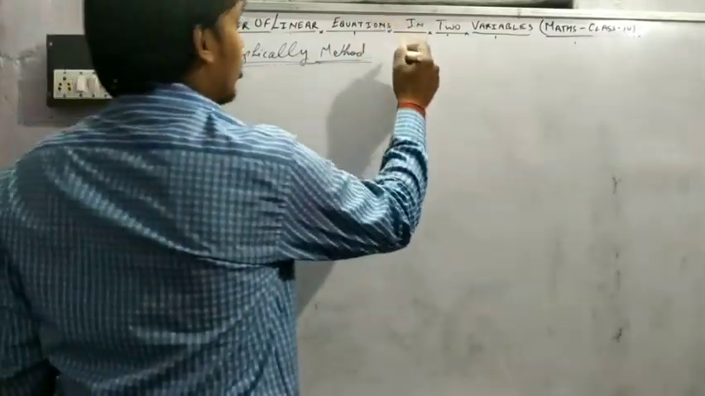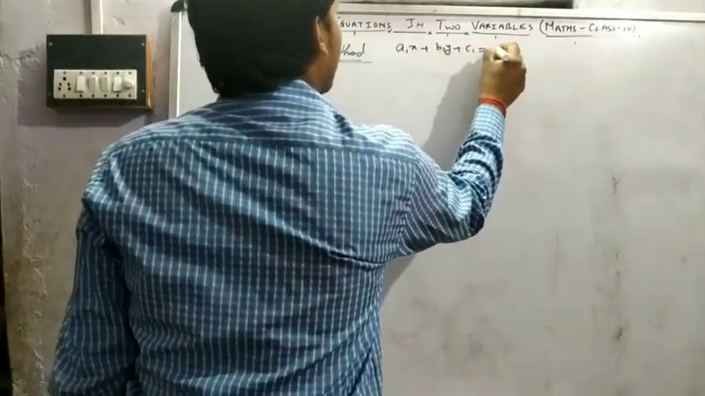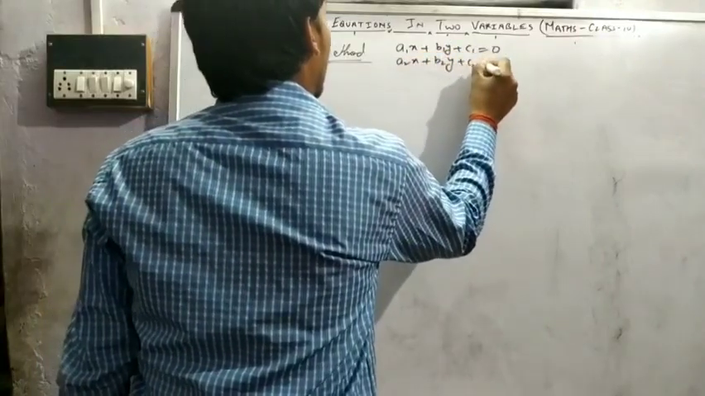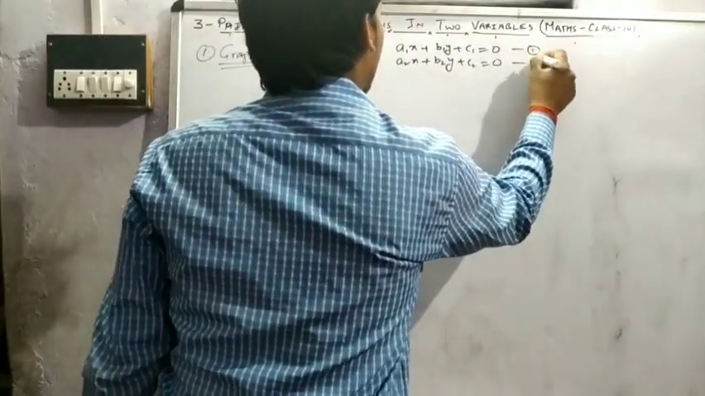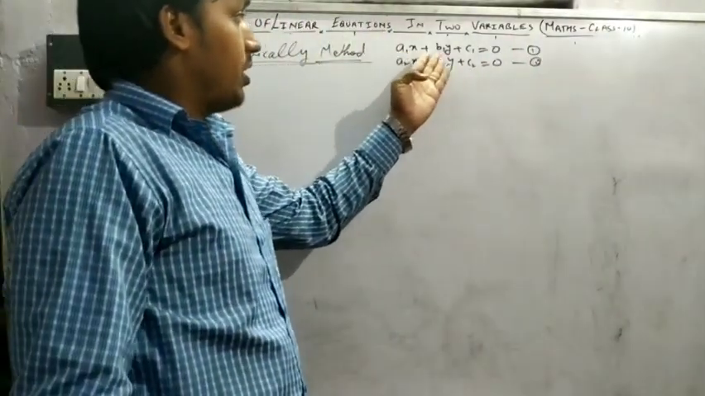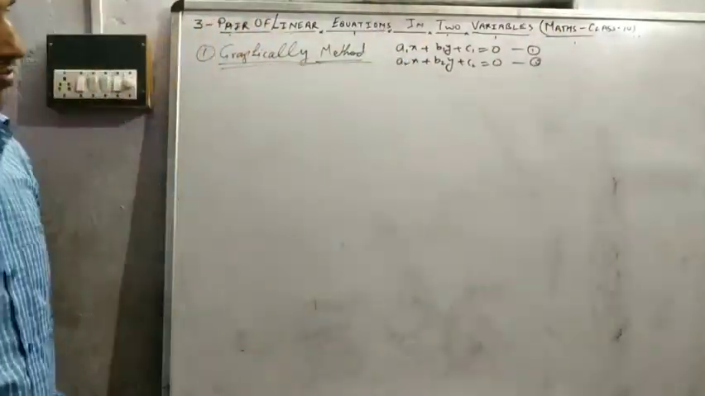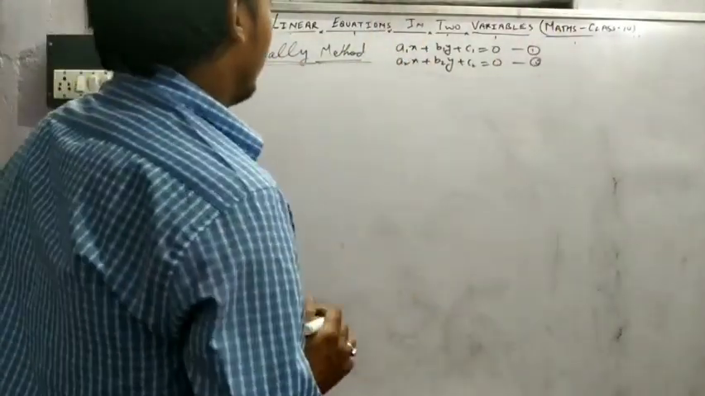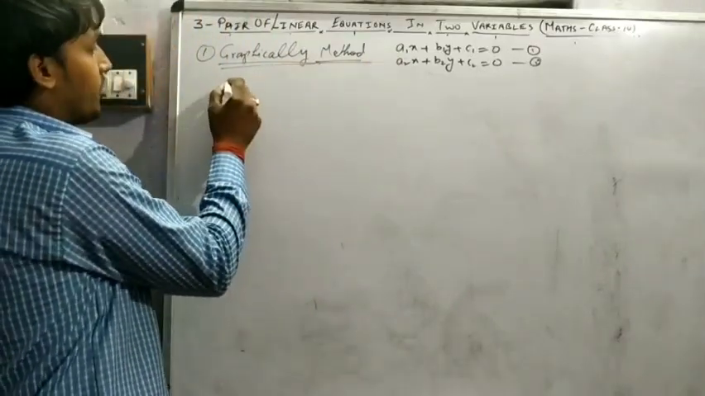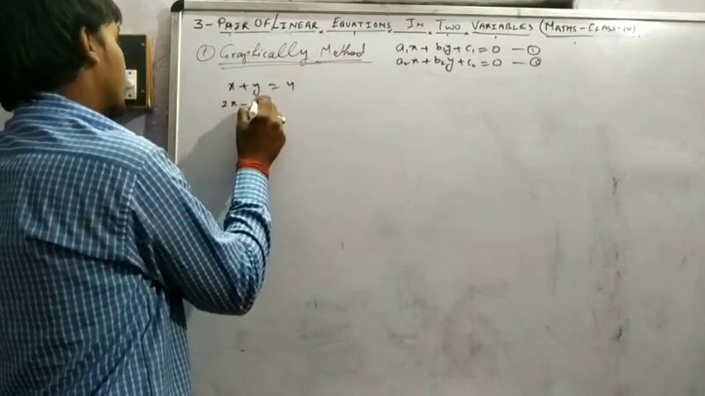Suppose that two equations are in the form of a1x plus b1y plus c1 equal to 0, a2x plus b2y plus c2 equal to 0, first equation, second equation, you know. a, b, c are real numbers where a, b are not equal to 0. In the last video I explained it. So suppose the equations are x plus y is equal to 4, 2x minus y is equal to 3.